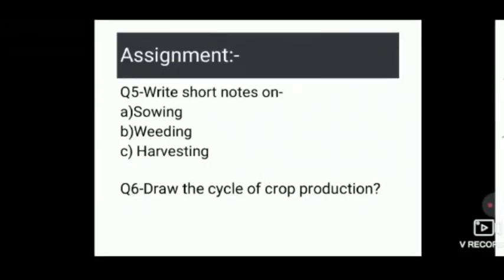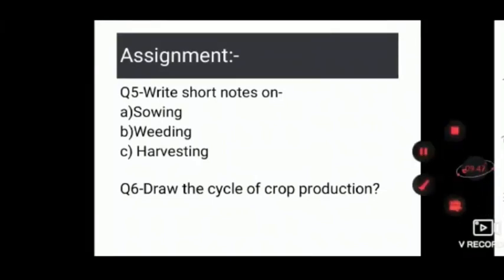I am repeating. Write short notes on sowing, weeding and harvesting. And the sixth question is, draw the cycle of crop production. So watch the video carefully and do your questions in your science notebook.